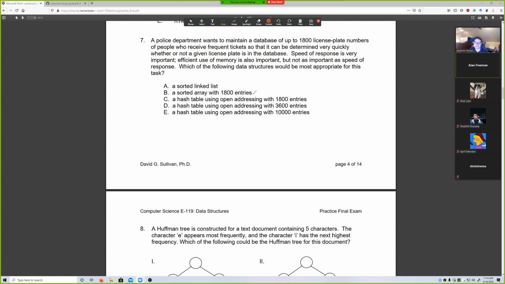So which of the following data structures would be most appropriate for this task? A sorted linked list, a sorted array with 1,800 entries, a hash table with open addressing with a table size of 1,800, open addressing with 3,600, and open addressing with 10,000. All right, let's look through these and figure out how much memory and how much speed you are going to use. So how long would it take to search for an item in a sorted linked list?